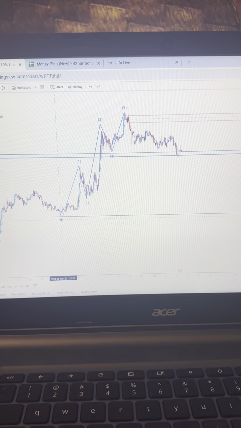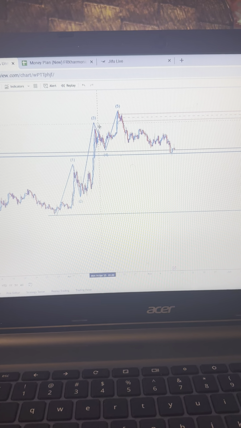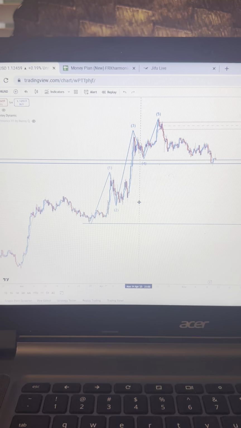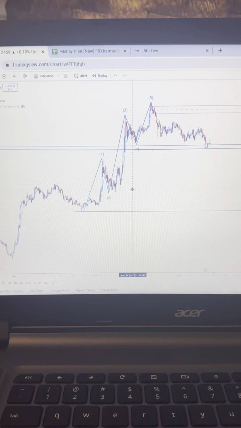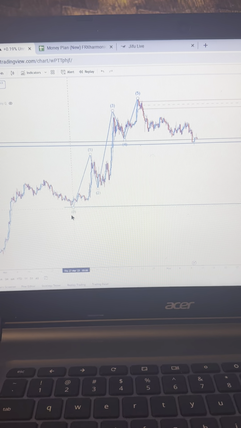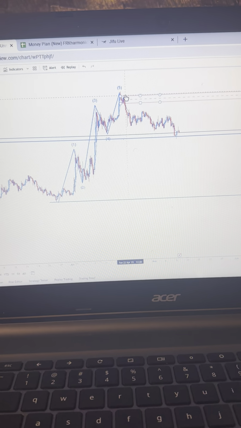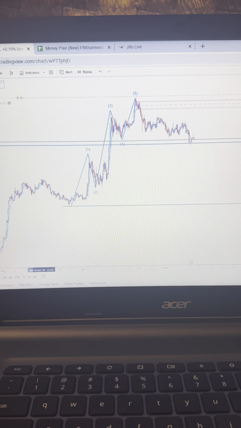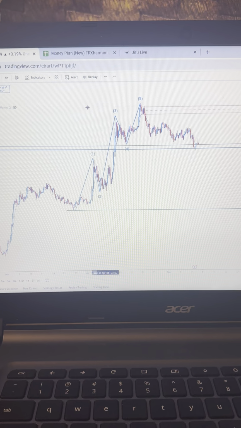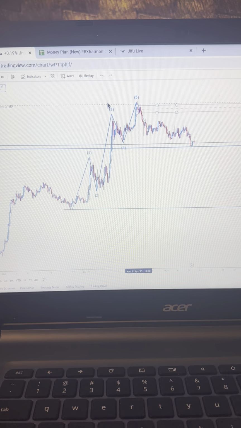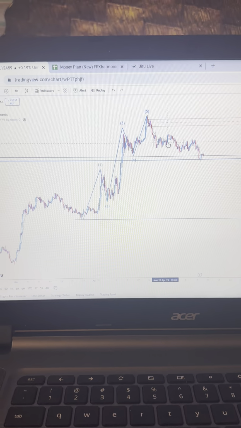From this low, I have marked up the 5 waves so I can give y'all a visual of what it is that I actually see happening. This is a 5-wave cycle happening here. 1, 2, 3, 4, 5. The market ran into a major supply zone. Then from this zone, the market begins to correct.